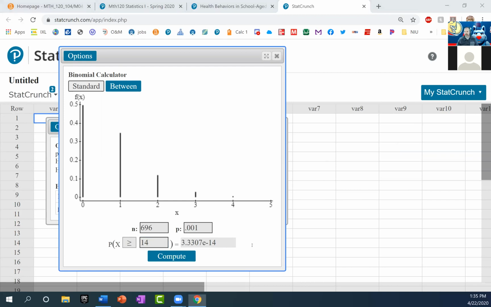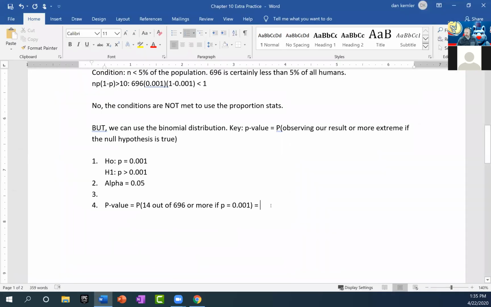So what we can say then is this is actually less than 0.0001. That's like the lowest p-value. I don't know how to write that, but that's that notation. You've seen that on StatCrunch. It's never going to say 0, it's just going to say it's really, really small, so it says less than 1/10,000th. So we have a really low p-value.